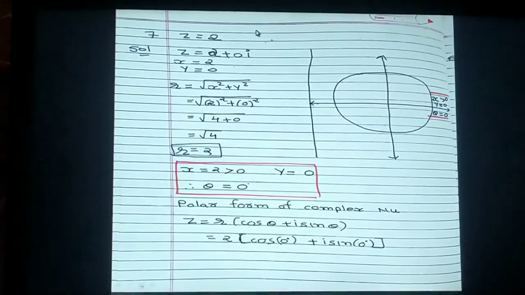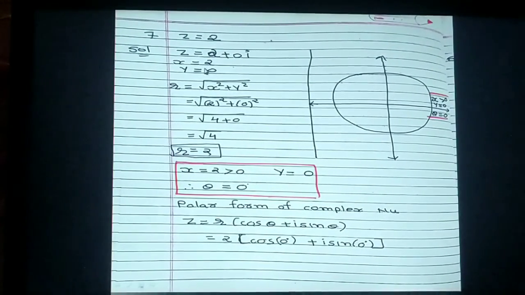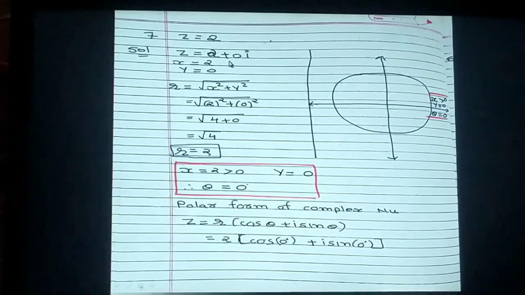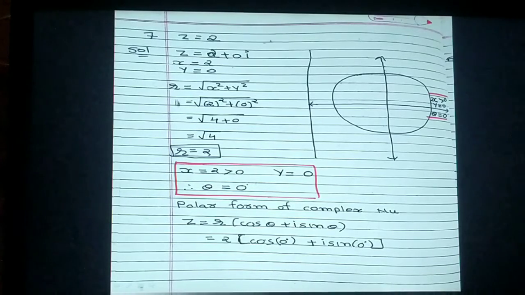Next, z is equal to 2. z is equal to 2 can be written as 2 plus 0i. So x is equal to 2 and y is equal to 0. First we find the value of r. r is equal to under root x square plus y square. x is equal to 2, y is equal to 0. So under root 4 plus 0 is under root 4. r is equal to 2.